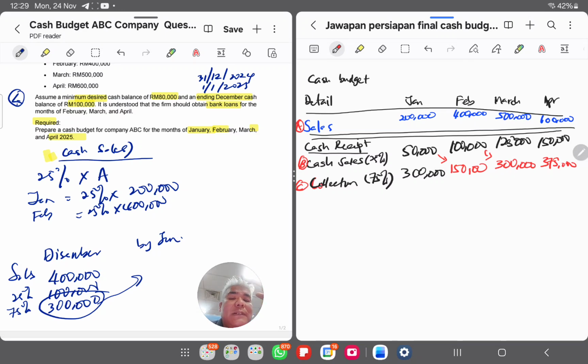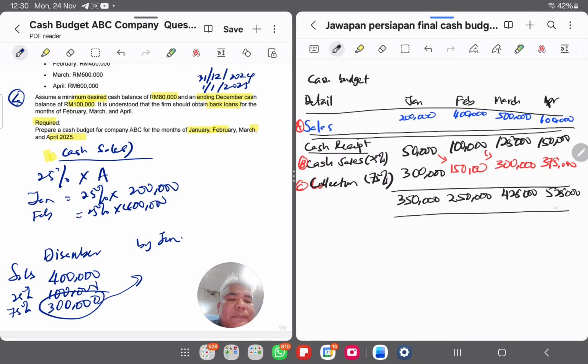So this is the sales received. We have received the money that came from the cash sales and the collection from the previous month. All right. Okay, so we total up the cash receipt. Then the answers are 350,000, then 250,000, and for March 425,000 and 525,000. Okay, so this is the cash receipt, and then don't forget the cash payment.